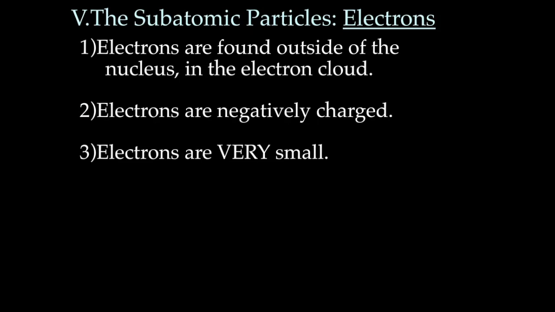Okay, the third subatomic particle is the electron. Unlike the proton and the neutron, electrons do not live in the nucleus. They are found outside the nucleus in the electron cloud. Electrons are negatively charged, and when you write them as a symbol, it's e negative. And electrons are tiny. They are very, very small. They are 200 times smaller than a proton. Their mass is so small, it's negligible.